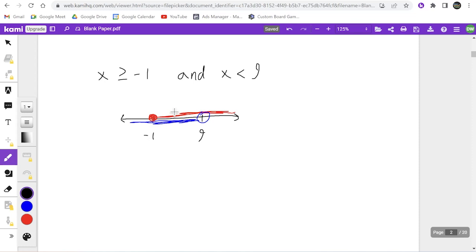Now you'll notice that only the place where they overlap is going to be the solution here. In other words, where the red and the blue mix, it's between -1 and 9. So my answer is -1 comma 9. And -1 gets a square bracket, 9 gets the parenthesis because of the less than versus the greater than or equal to. Any questions on that one?